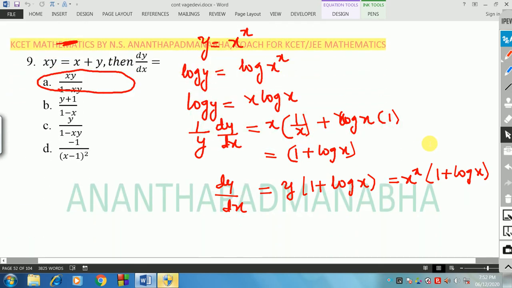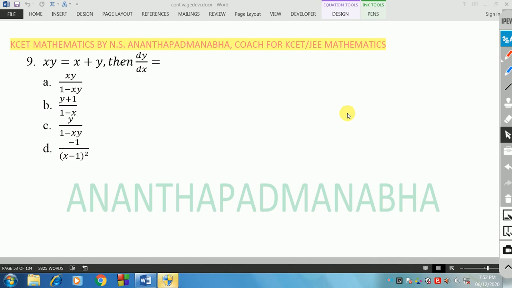Next question: xy is equal to x plus y. Then what is dy by dx? The options are: xy by 1 minus xy, y plus 1 by 1 minus x, y by 1 minus xy, and minus 1 by x minus 1 whole square. So let us see how to do this.